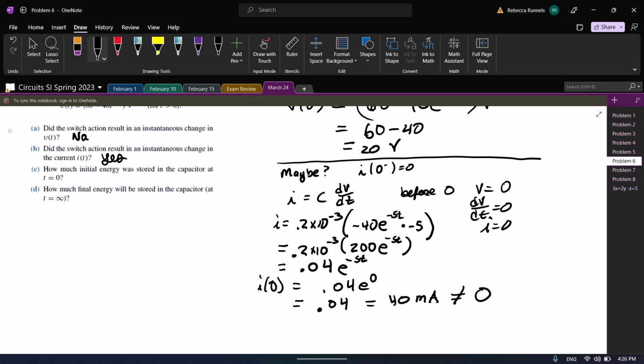How much initial energy was stored in the capacitor at t equals 0? This is an easy question. You hope you get one of these on the test, because the energy for a capacitor is just 1/2 CV squared, and we know V, we know C. We're going to just plug this in. So that's 0.5, and C is 0.2 times 10 to the negative third, and our voltage at 0 was 20, so 20 squared.